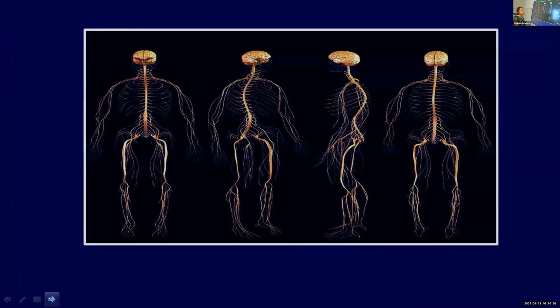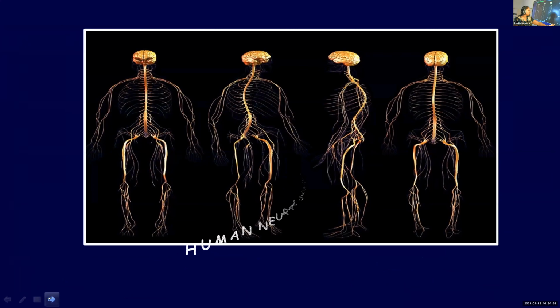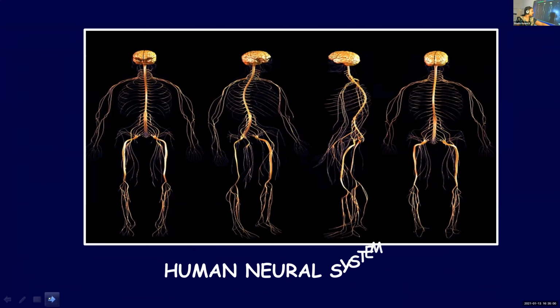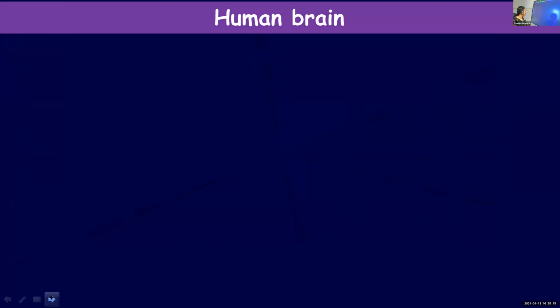Okay. Now, we are moving on to the next topic. Human neural system. Human nervous system or human neural system. Already briefly you have learned about human nervous system. Now let's learn more about human neural system.